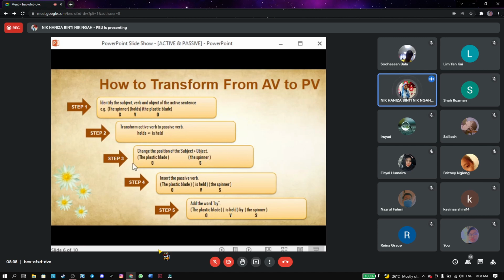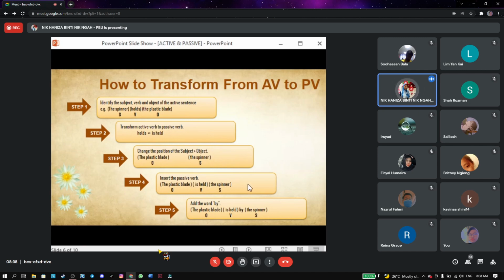And then you take the object. Okay, start subject and object. Take the object and put it in the front, the plastic blade. So the spinner, the subject, you put it at the last. Okay. Step number four, insert the passive verb, is held. Okay, the plastic blade is held the spinner.